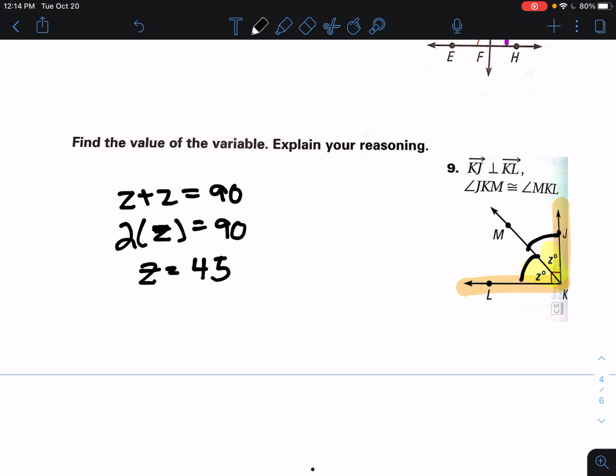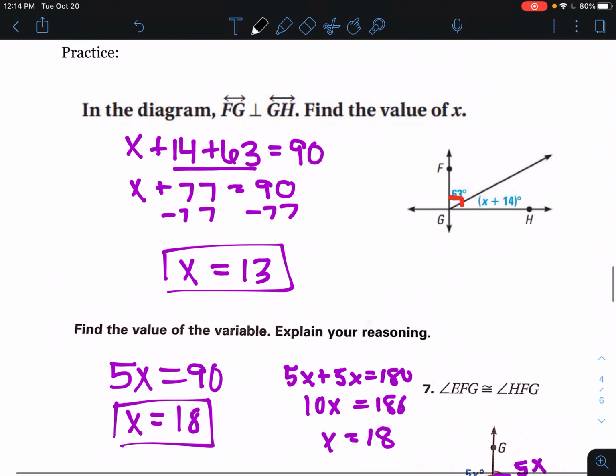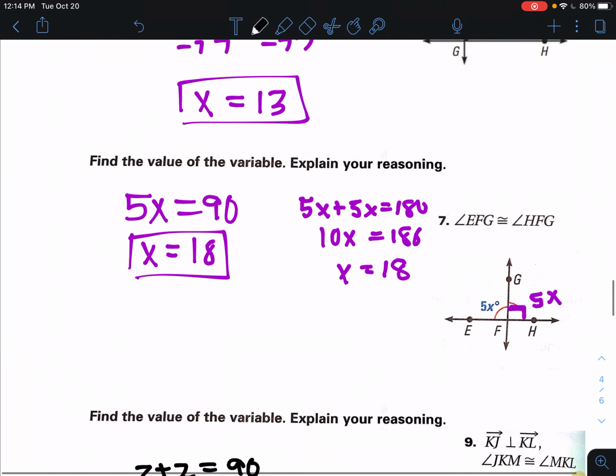All right, so that's a couple examples to show you guys. This whole video is examples, and there'll be examples just like this going in the future and probably on our assessment.